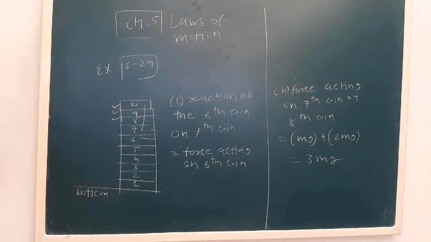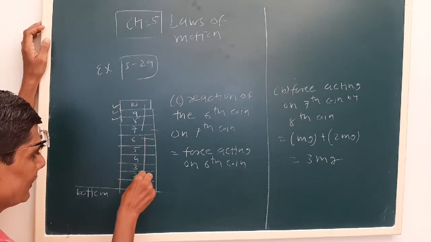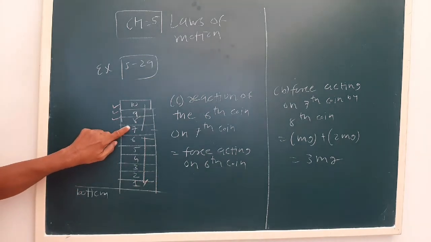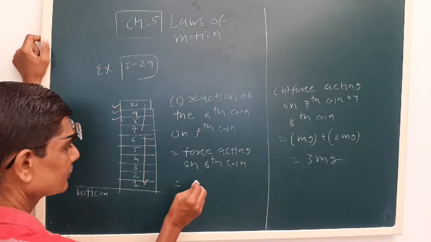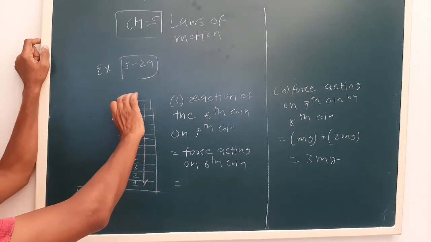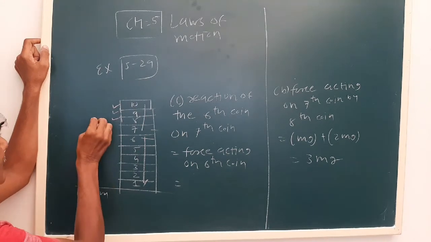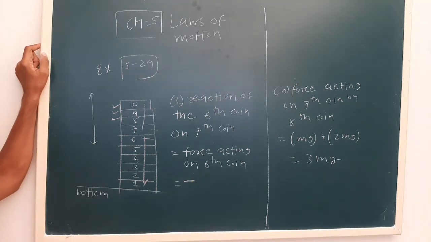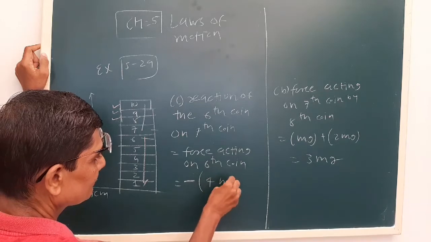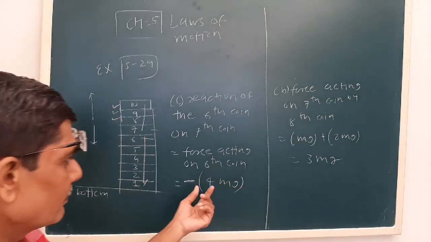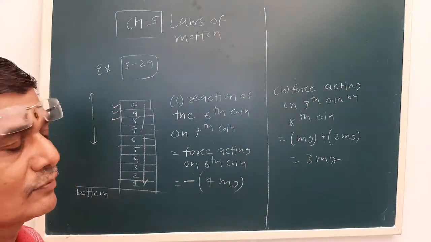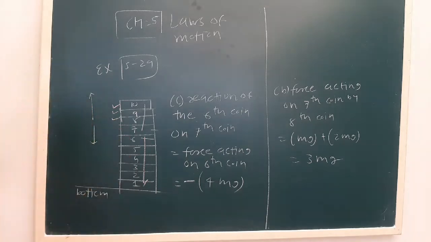But here we are given it in terms of reaction. See, on the 6th coin, how many coins are there above the 6th coin? 1, 2, 3, 4. So the weight of 4 coins will be there. The weight will be in the downward direction, but the reaction will be in the opposite direction of the gravitational force. That's why we write a negative sign, and the weight of the 4 coins will be minus 4 mg. The mass of 4 coins is 4m, and mass into gravity is the gravitational force. There is a reaction here, so that will be minus 4 mg.